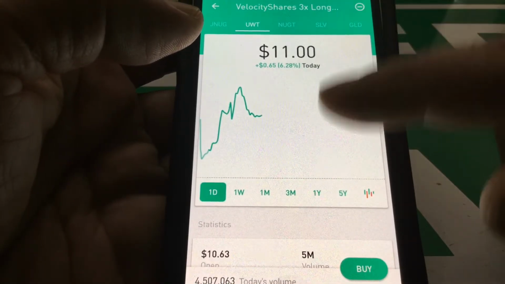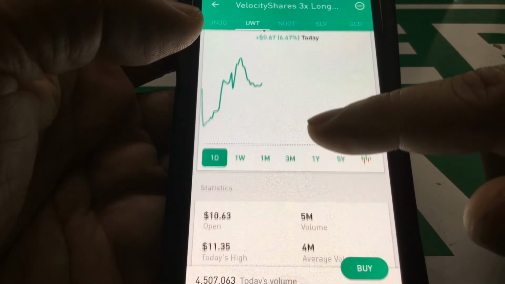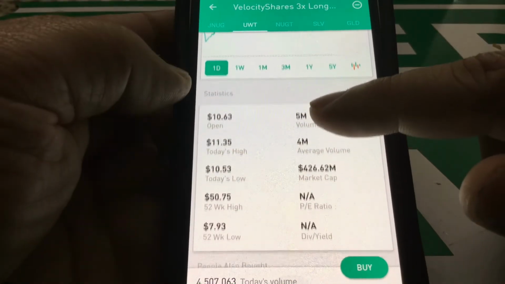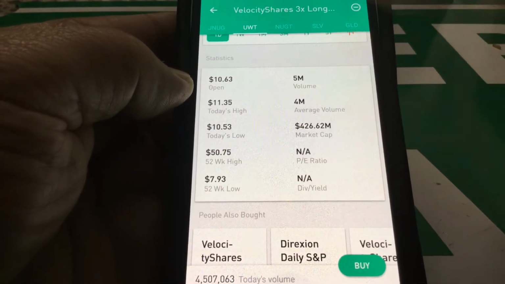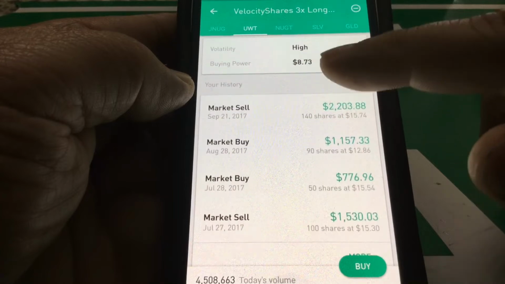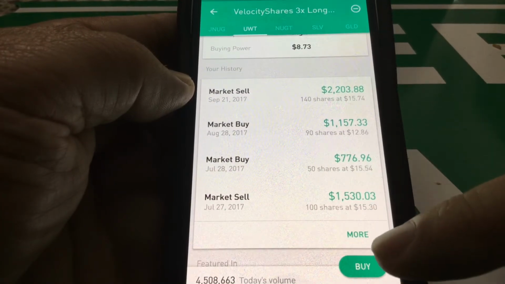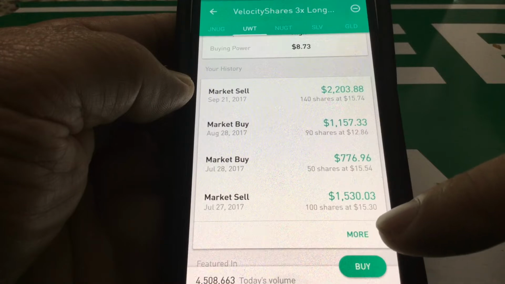So what the shares are is 3 times. So these are volatile shares. This is not for someone that I trade in and out of these. I haven't used this in a little bit, but I'll show you my last trade. It was back in '17. So I purchased 100 shares at 15.